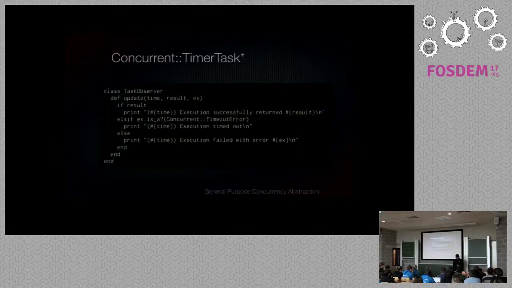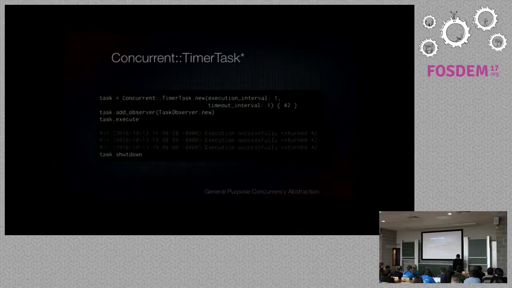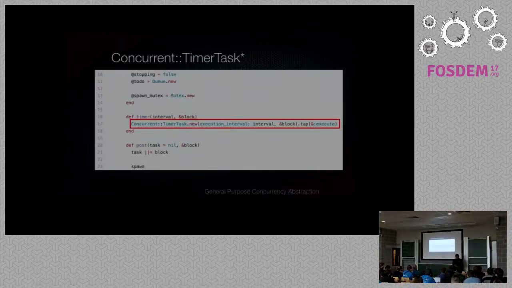So we can add an observer class. This is just an observer class added to a timer class, and then when the timer gets executed with the default or set execution interval and timeout interval, we get the class executed after some time. So this is one of the Rails source examples which is using timer task.